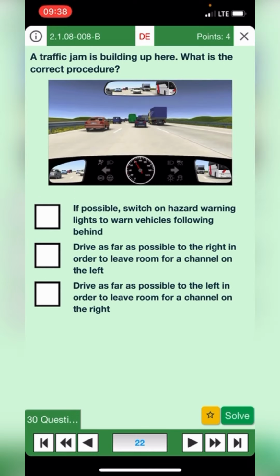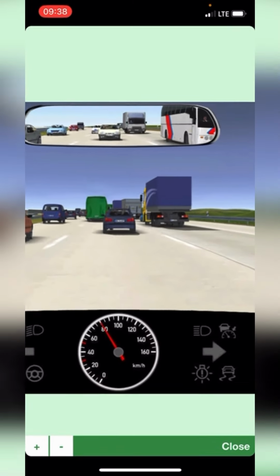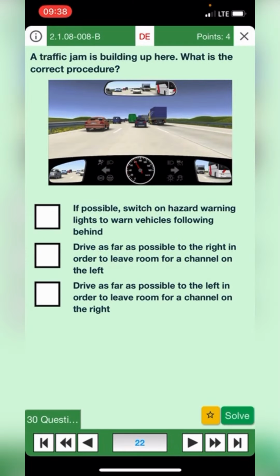Okay. A traffic jam is building up here. What is the correct procedure? You see that there is a traffic jam. If possible, switch on hazard warning lights to warn vehicles following behind. Yes, you should do that. Drive as far as possible to the right in order to leave room for a channel on the left.